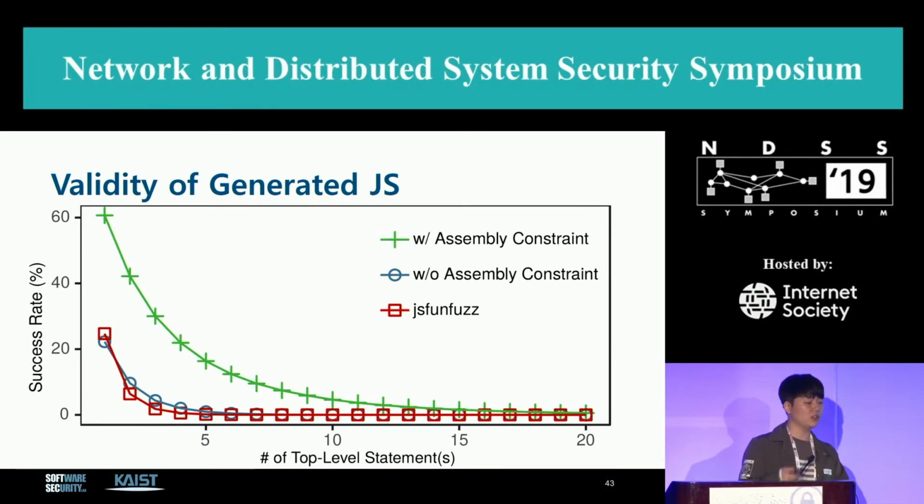But it is easy to simply generate semantically valid test cases. Let's imagine that the fuzzer generates only numbers. Then generated numbers are always both syntactically and semantically valid. So we evaluate CodeAlchemist in terms of bug finding also.